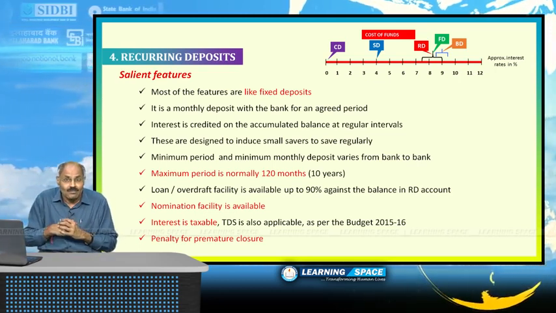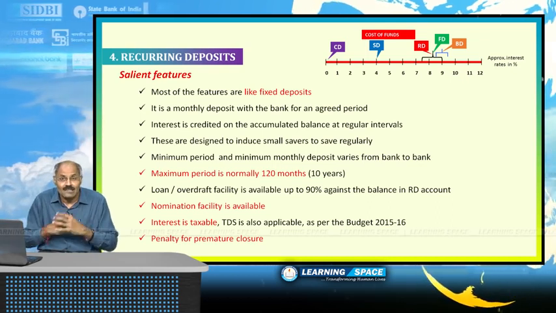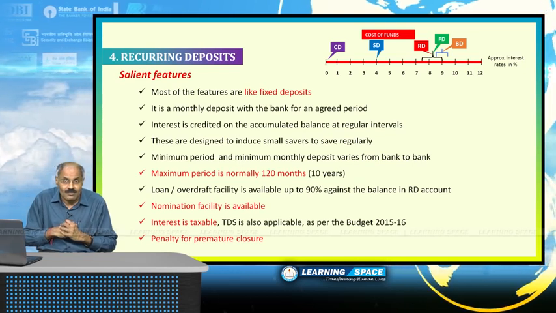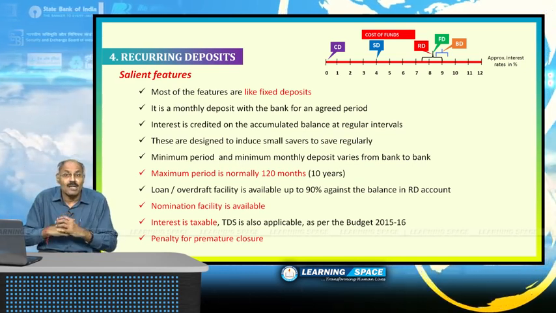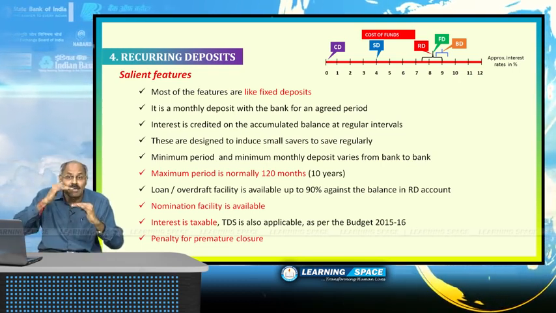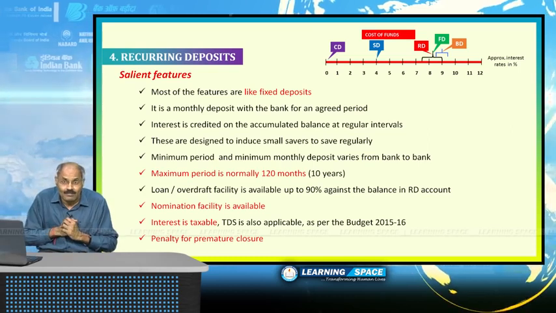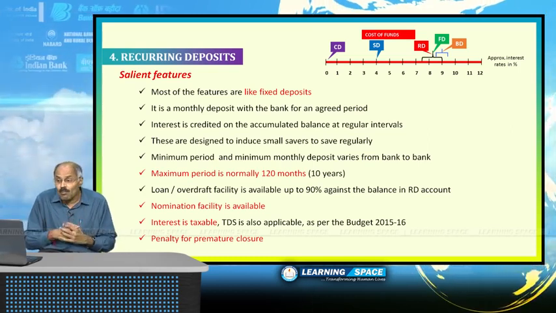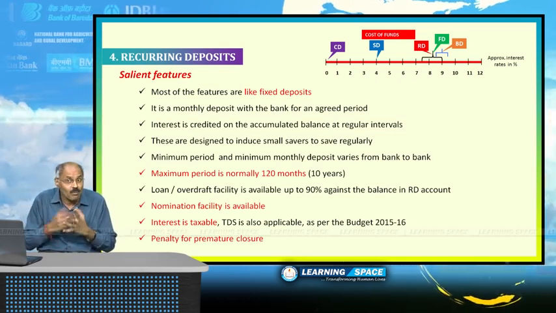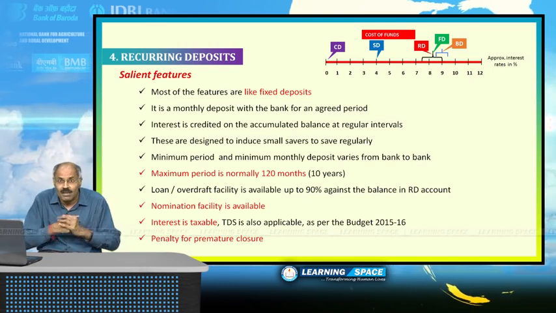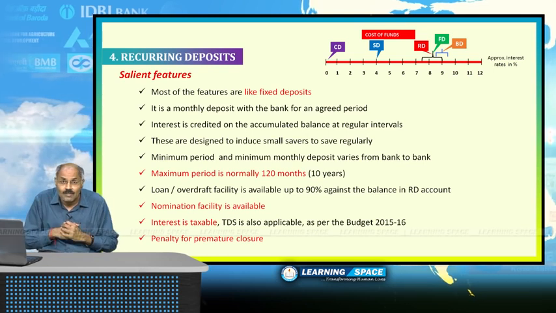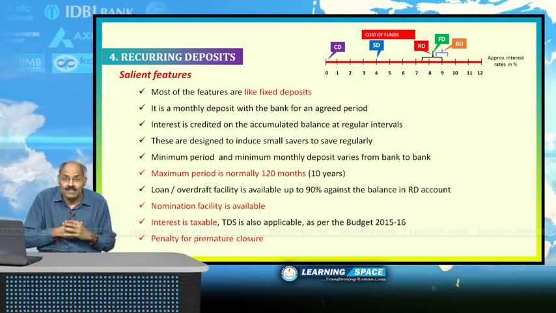And for recurring deposit accounts, interest rates are almost similar to fixed deposit accounts. They are also matured after the agreed period. But here the facility is you can deposit in regular intervals. Here also most of the features are similar to fixed deposit accounts. Nomination facility is available, checkbook facility is not available, TDS is applicable, premature withdrawal is possible. All the features are similar to fixed deposit accounts.